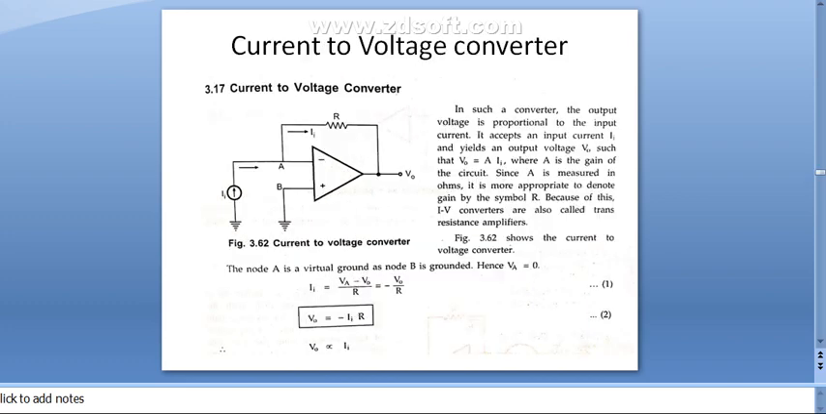So the applications of current to voltage converter. First one is photodiode detector. Next, photo FET detector.